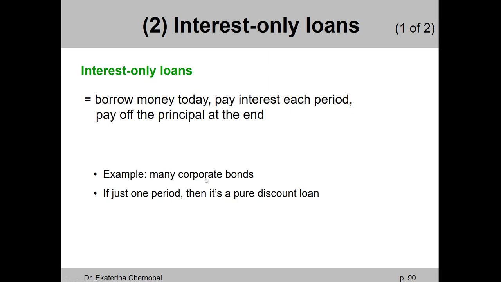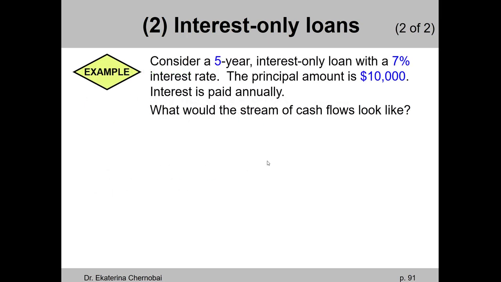So corporations take so-called interest-only loans, which require them to pay interest each, let's say, year, and they pay back the money that they borrowed with the last interest payment at the end, maybe in a few years. Let's see how the math would work here.